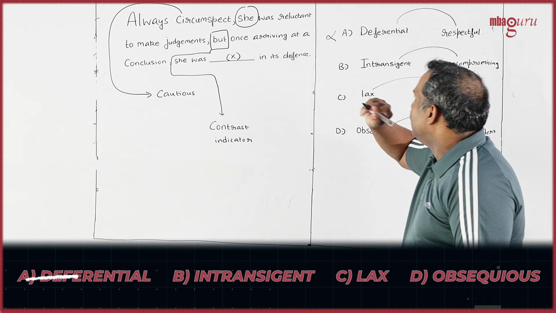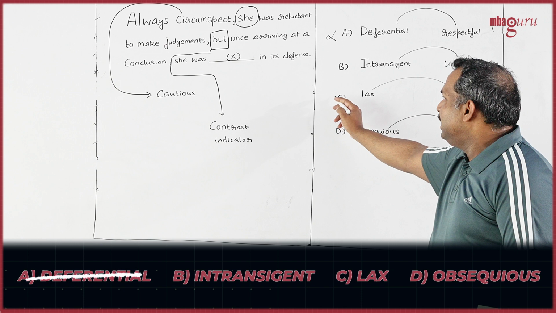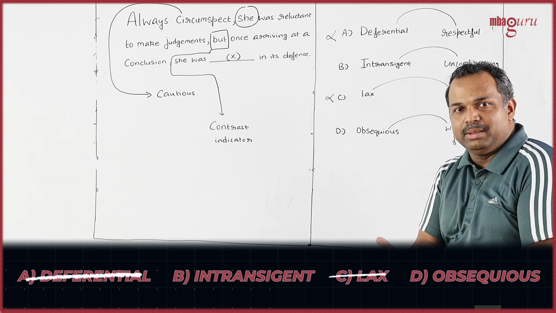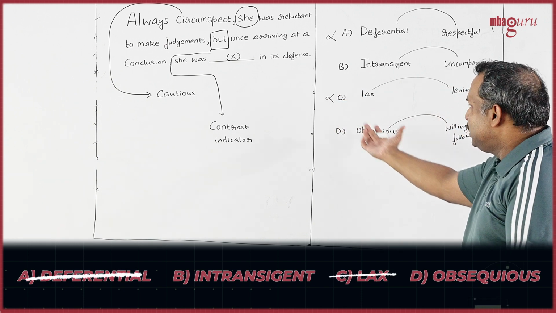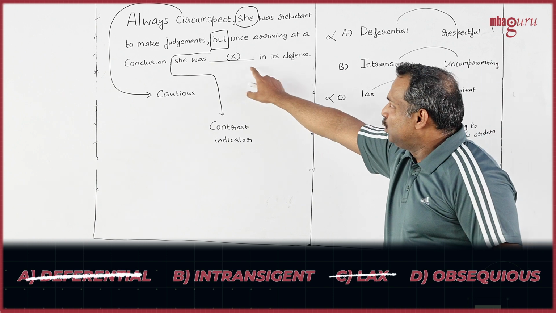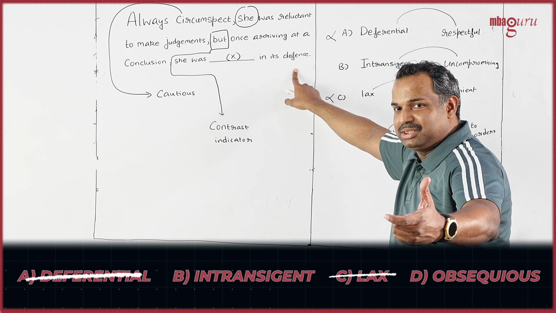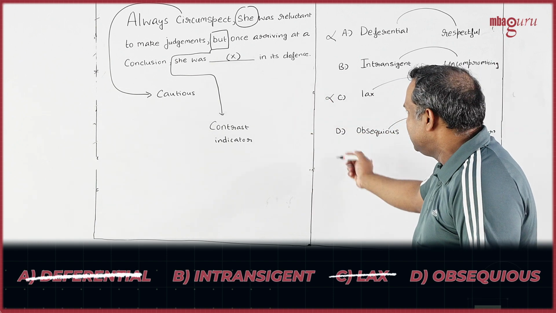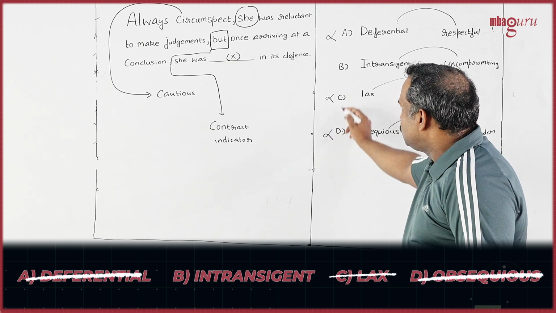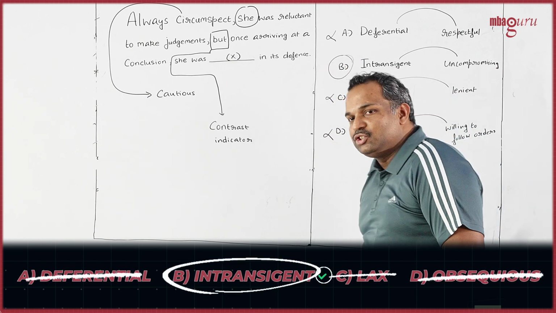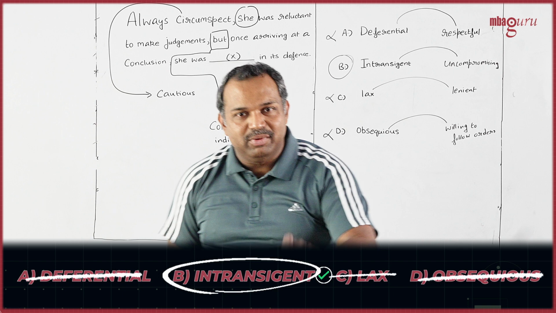Not really. Then you're looking at lax, lenient, again, not making much sense. You're looking at obsequious or following orders in its defense, logistically, grammatically, stylistically, not making sense. What are you left with? B, intransigent, stubborn, unwilling to change.